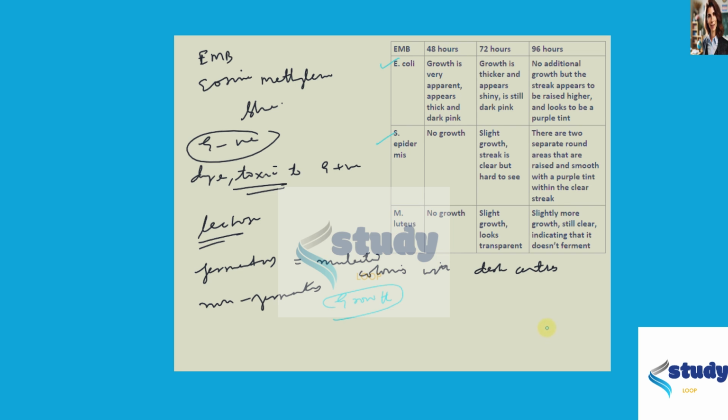Another question asked is which organisms were lactose fermenters and how could you tell? In case of lactose fermenters, we can see that E. coli has growth that is thicker and appears shiny and dark pink, which means nucleated colonies with dark centers, as well as in S. epidermis, we can see that there are separate round areas that are raised and smooth with a purple tint within the clear streak. So these two are the lactose fermenters.